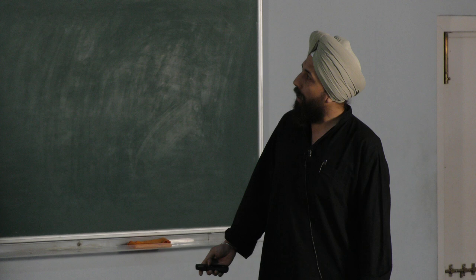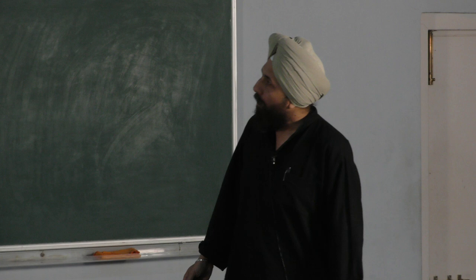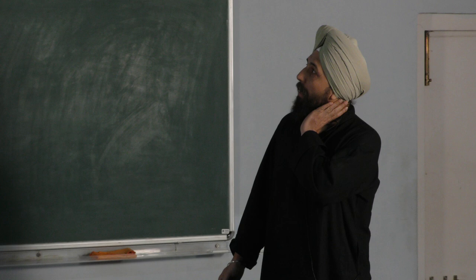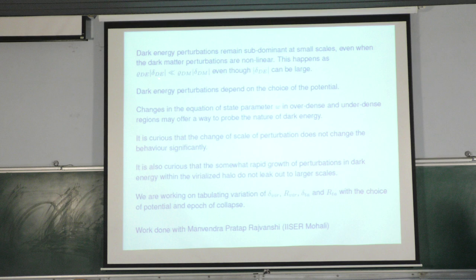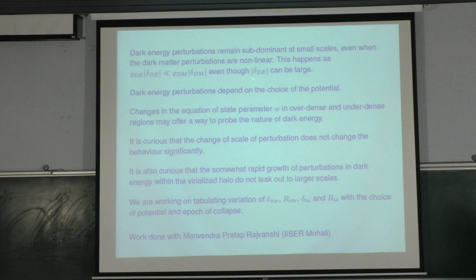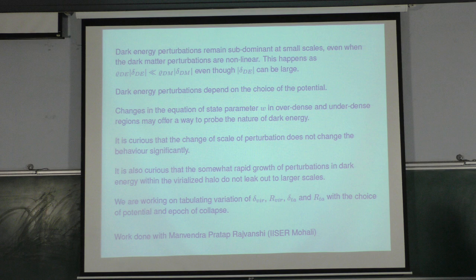And this is dark matter density contrast in these two cases. So this is the brief summary. Dark energy perturbations remain subdominant at small scales, even when the dark matter perturbations are nonlinear. And this happens as the product of rho dE mod delta dE always remains much smaller than rho dm mod delta dm, even though density contrast in dark energy can be fairly large. And dark energy perturbations, their amplitude depends on the choice of the potential.